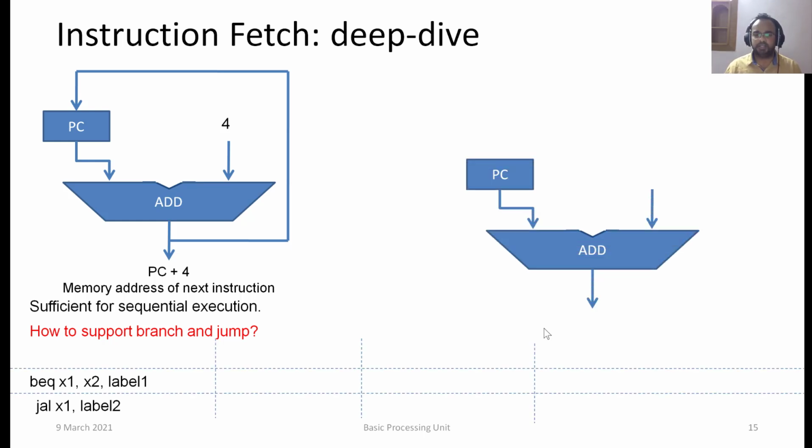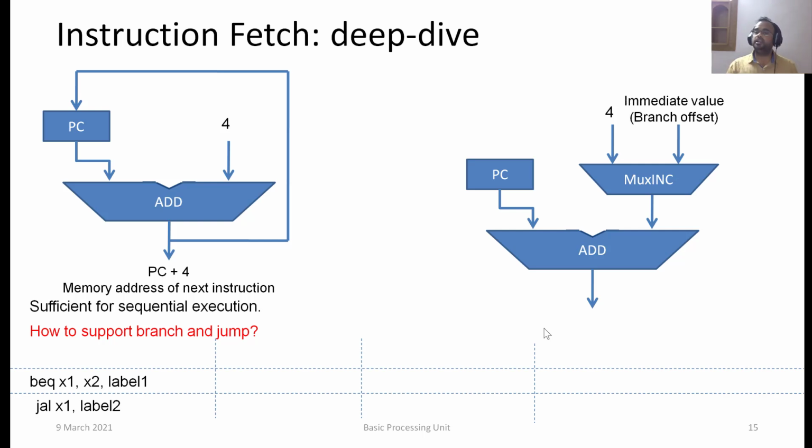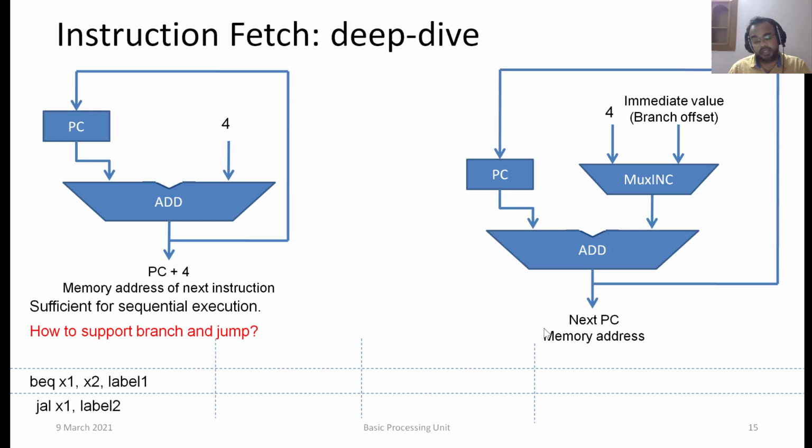Now let's try to understand them step by step. So we introduce a small modification. Instead of having 4 all the time, now we are introducing another mux, mux INC, and to that, one input would be the instruction width and the other would be the immediate value that we get from the instruction register, right? Now we need to determine whether we have to pick 4 or the immediate value. Accordingly, the next PC would be generated and sent to MAR, and the same PC would be fed back to the PC register, so that in the very next step we can get the next PC or next to next PC in that sense, right?